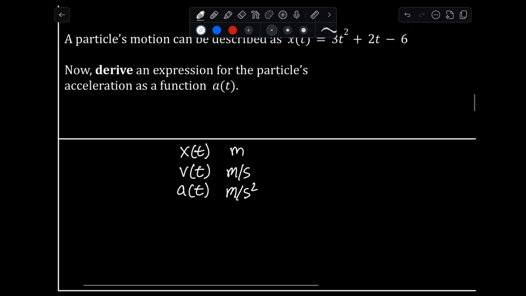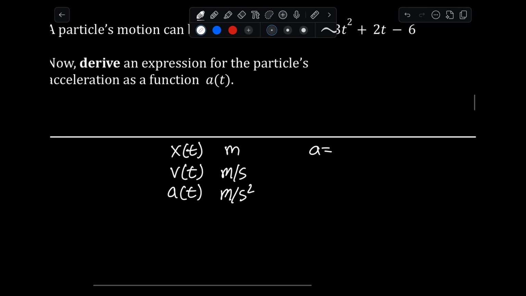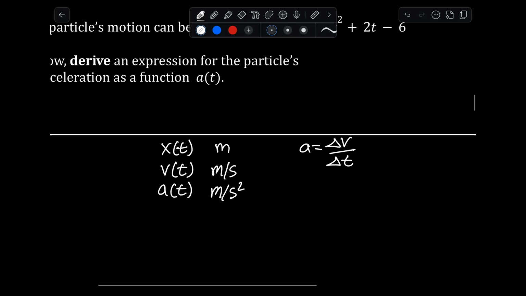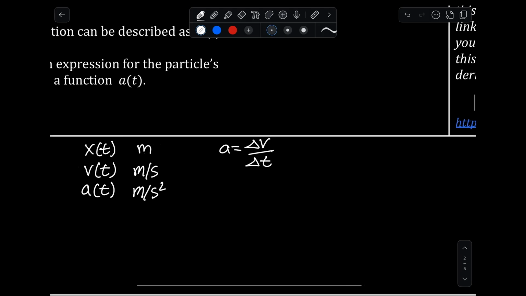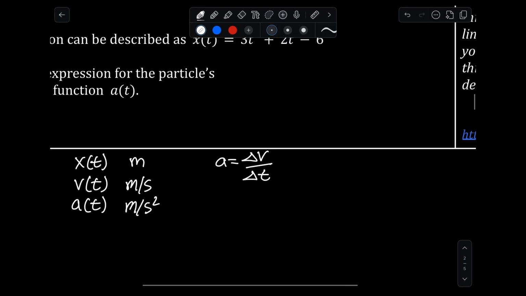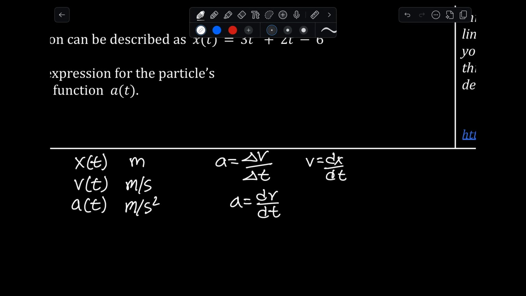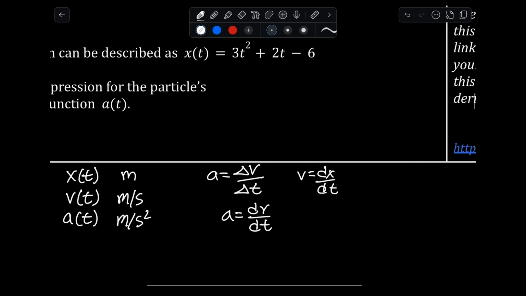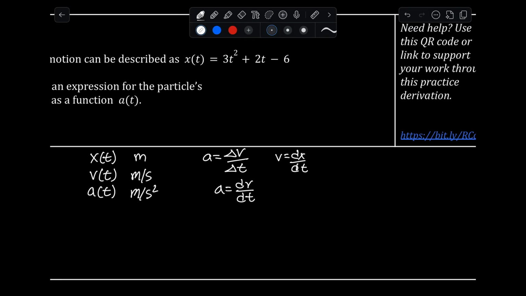So then we can also say that our acceleration, like we did in algebra-based physics, where we said that acceleration is equal to your change of velocity over your change in time. Like we said with velocity above, where velocity can equal dx dt, we can say that acceleration can equal dv dt. And all we have to do now is define our velocity function.